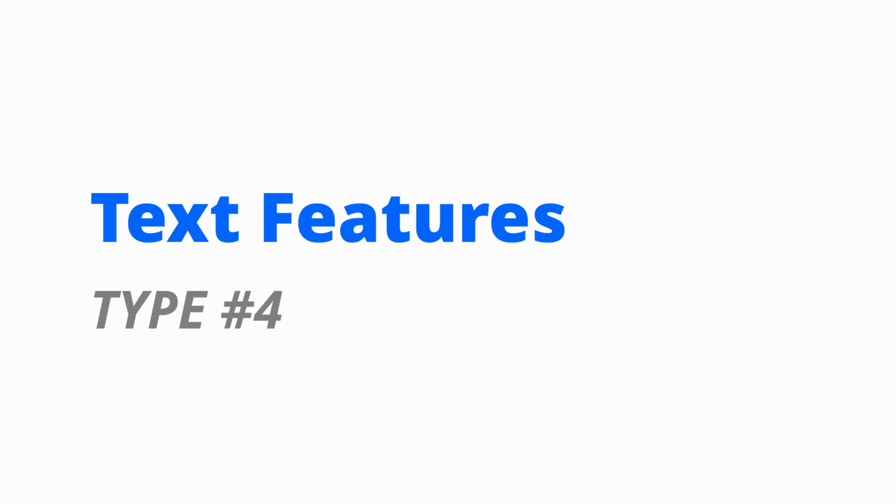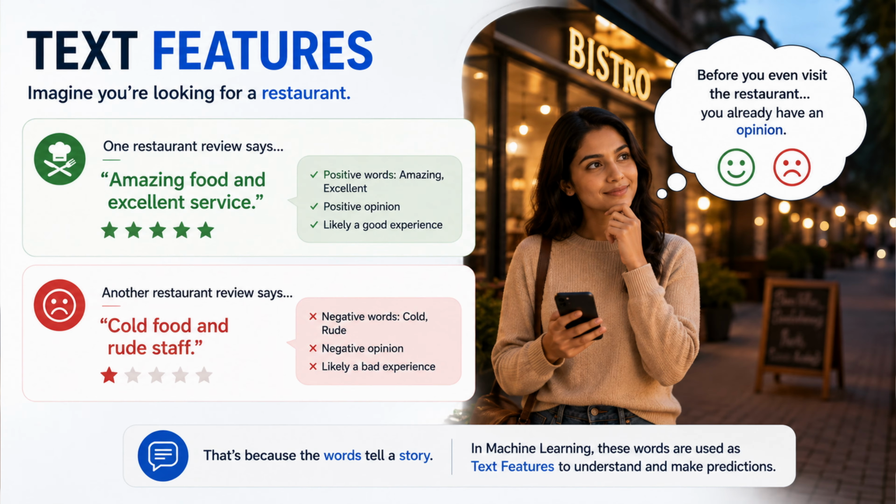Now let's talk about text features. Imagine you are looking for a restaurant. One restaurant review says, amazing food and excellent service. Another restaurant review says, cold food and rude staff. Before you even visit the restaurant, you already have an opinion. That's because the words tell a story. These are called text features because the AI learns from the words themselves.